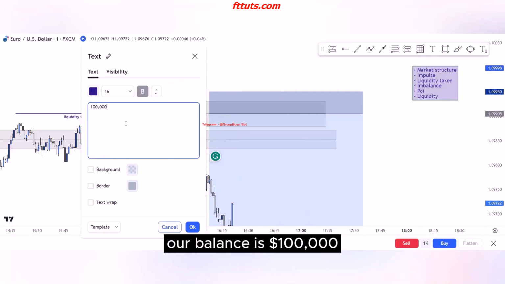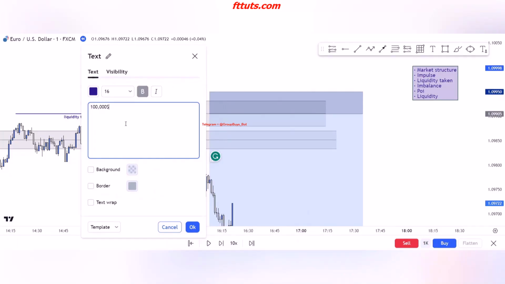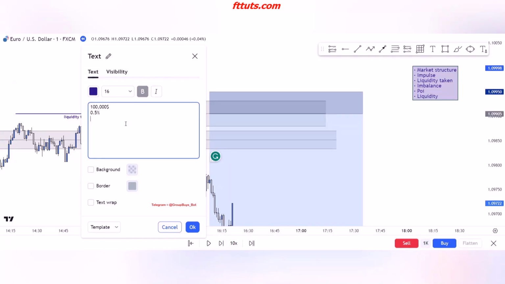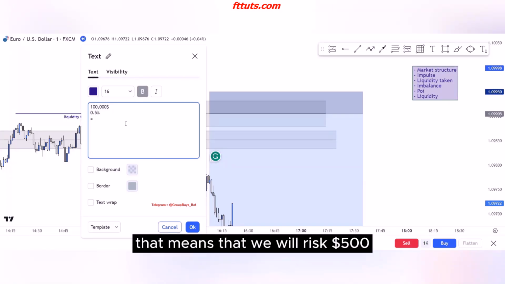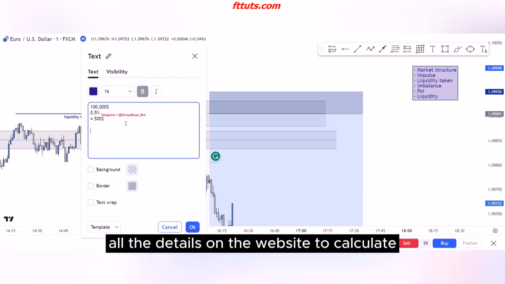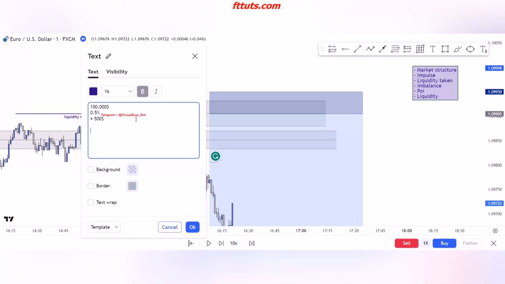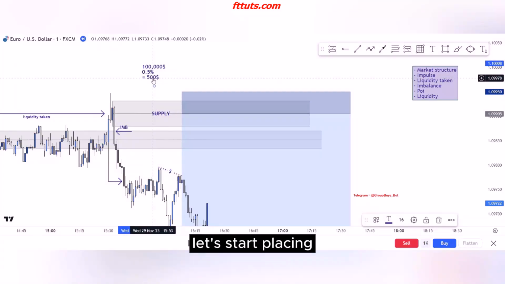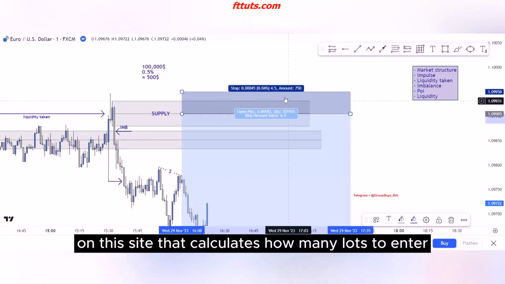Our balance is $100,000 and we want to risk 0.5% of it. That means that we will risk $500. This is the first thing we do even before we start placing all the details on the website to calculate. I've written the details we need here. Let's start placing them on the site that calculates how many lots to enter.